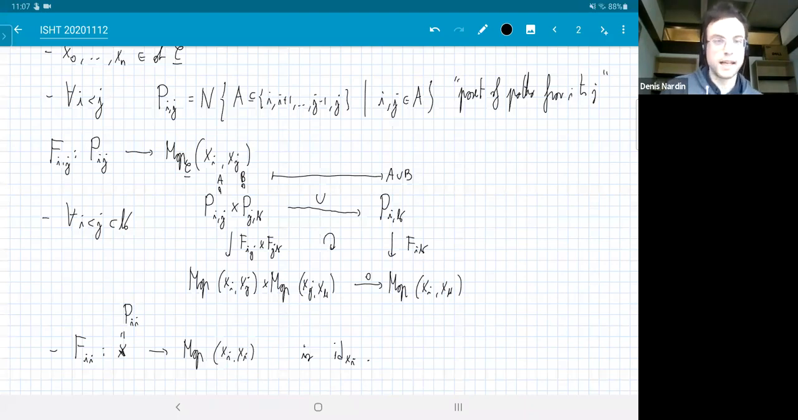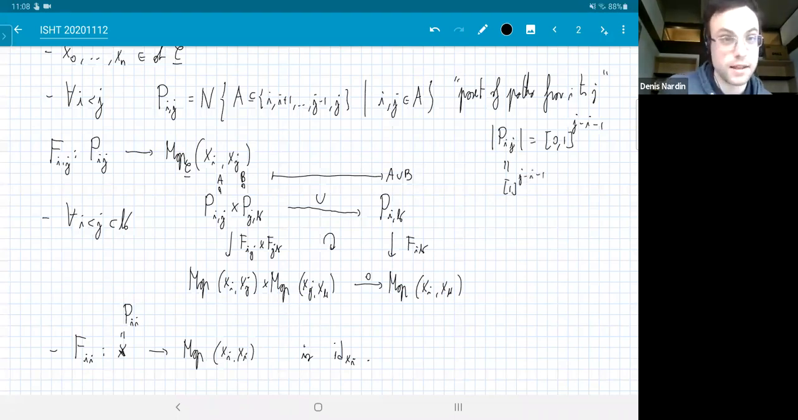So these p_ij are like big cubes, and the point is that these are weakly contractible. So the geometric realization of p_ij is, you can verify, [0,1] to the, what's the dimension? j minus i minus 1, I believe. It's some kind of cube. Because as a poset, in fact, this is just the power set of {1, ..., j minus i minus 1}. And this is just identifying a subset with its characteristic function.